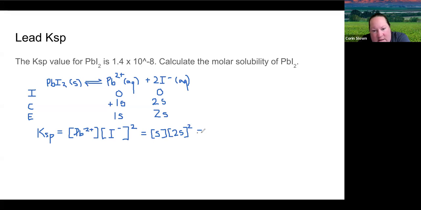And so that means I'm squaring both the S and the 2. So 2 squared is 4. So this becomes 4, and then S to the 1 times S to the 2 is S cubed. And now all we have to do is solve. So we're going to input our value: 1.4 times 10 to the negative 8 is equal to 4S cubed. We're going to divide both sides by 4.